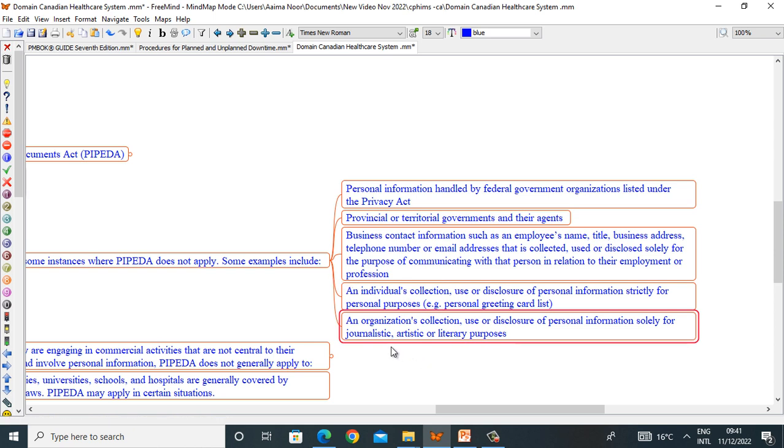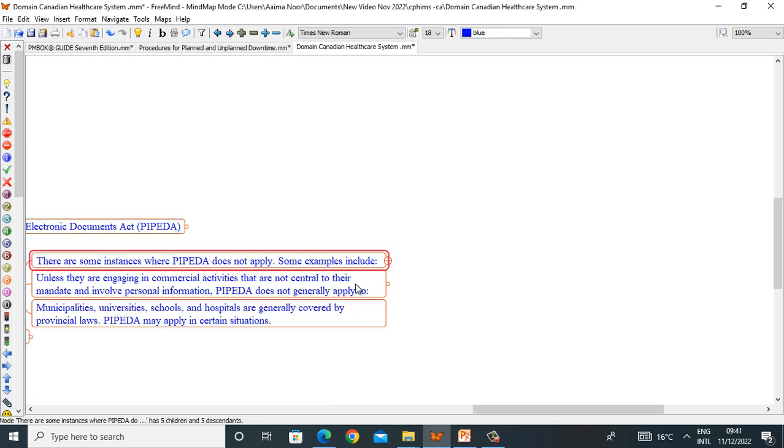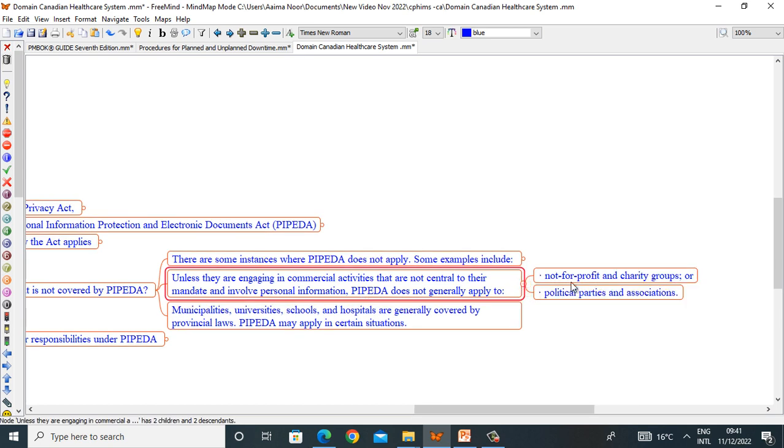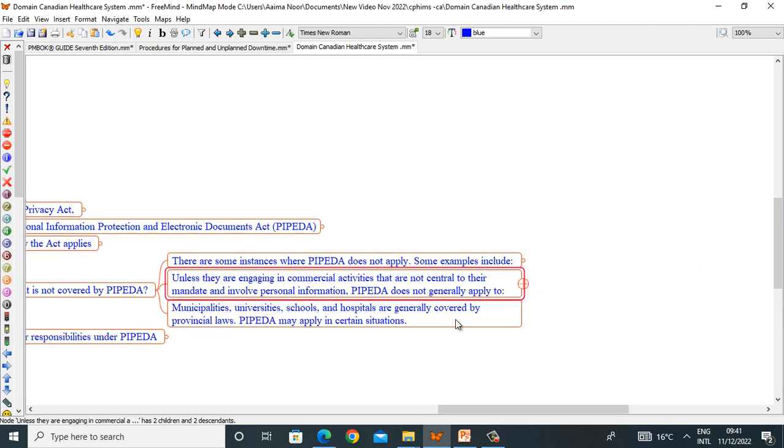I'll read again: artistic or literary purposes. Unless they are engaging in commercial activities that are not central to their mandate and involve personal information, PIPEDA does not generally apply to not-for-profit and charity groups or political parties and associations. Municipalities, universities, schools and hospitals are generally covered by provincial laws. PIPEDA may apply in certain situations.